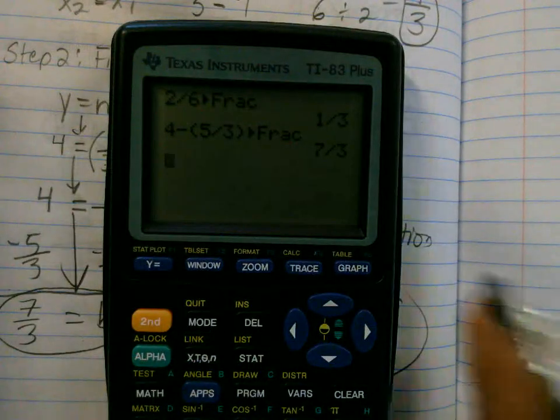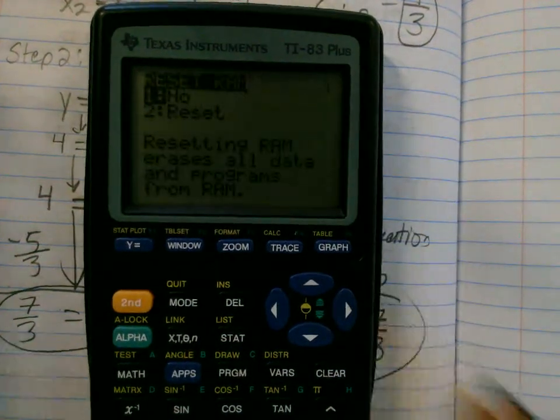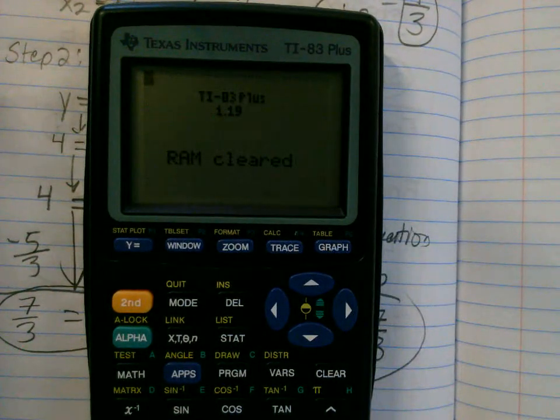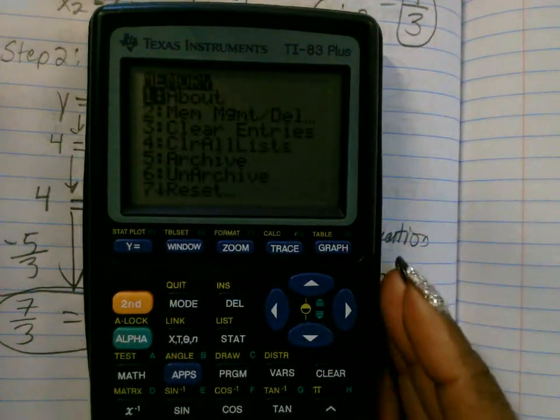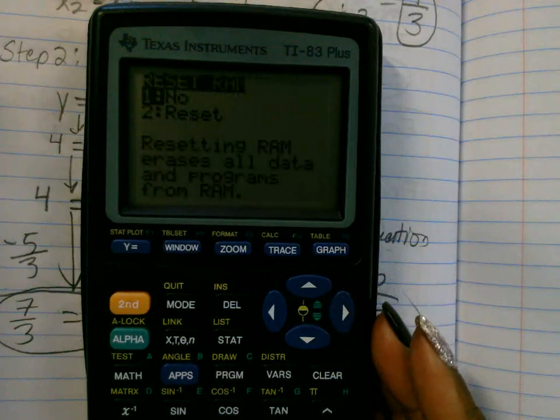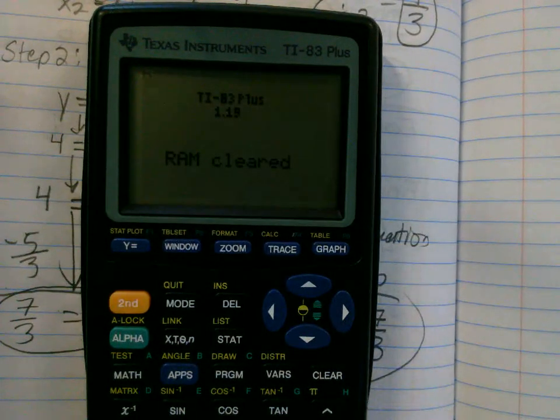Please use your calculator. Clear. Second plus 712. There's no reason that we should get any of these wrong because I'm getting ready to show you how to type it in. Second plus 712. Very good, baby.